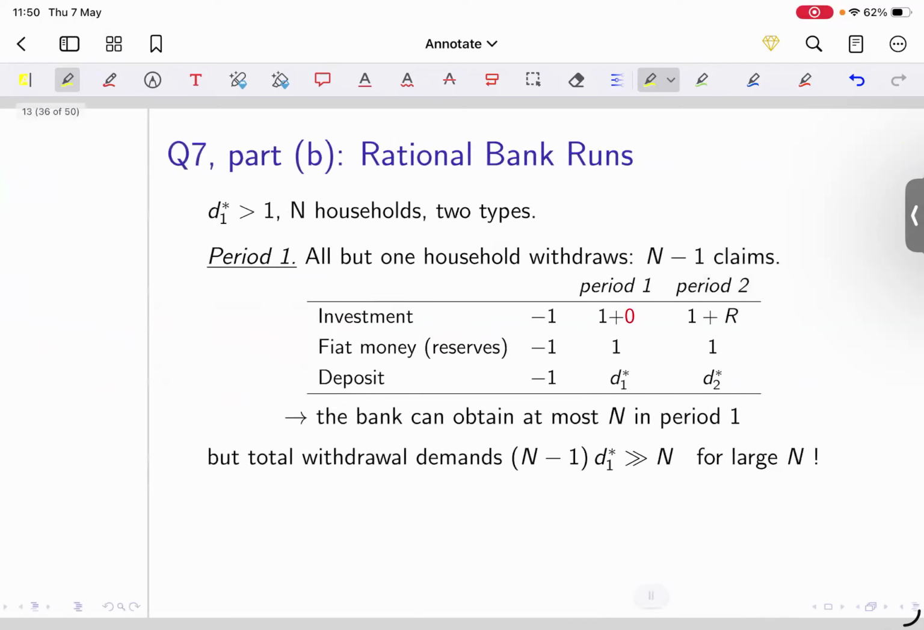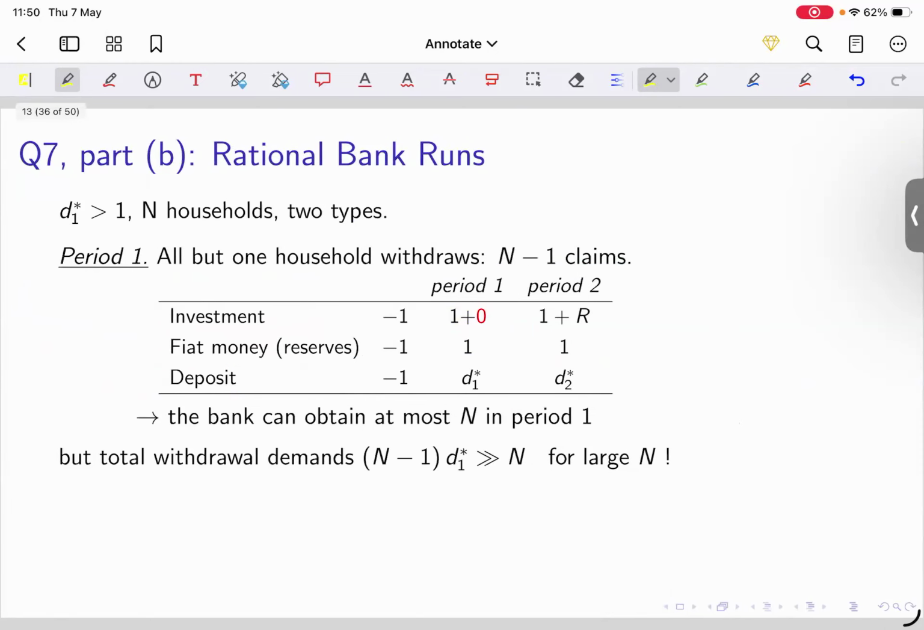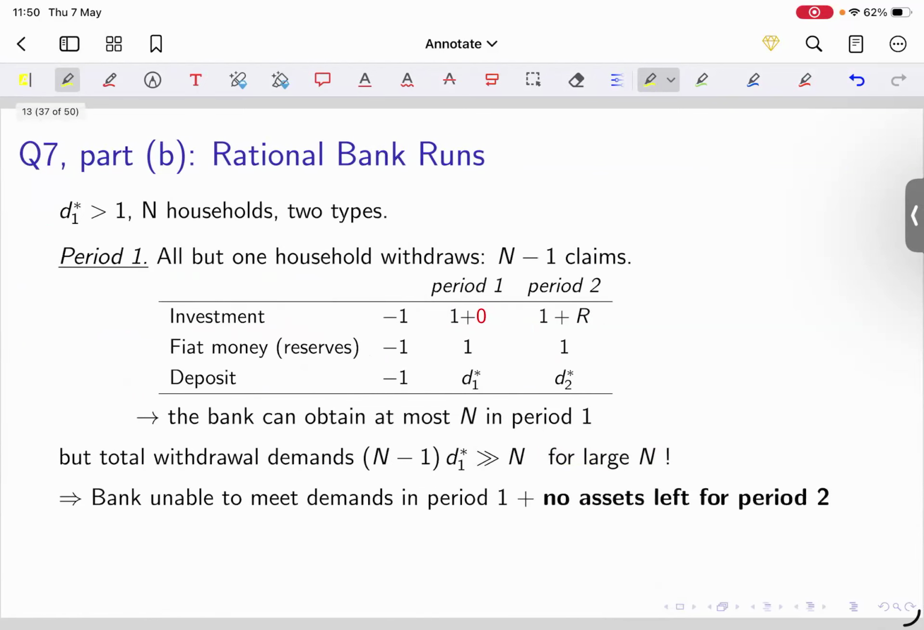Okay, you see the problem. Because if total withdrawal demands are greater than what I can collect put together, then I need to declare bankruptcy, right? And this is always true for a large number of households, okay? So you see that there is an issue, because going back to me, the late type who hasn't withdrawn yet, I know that the bank will be unable to meet demands right now.